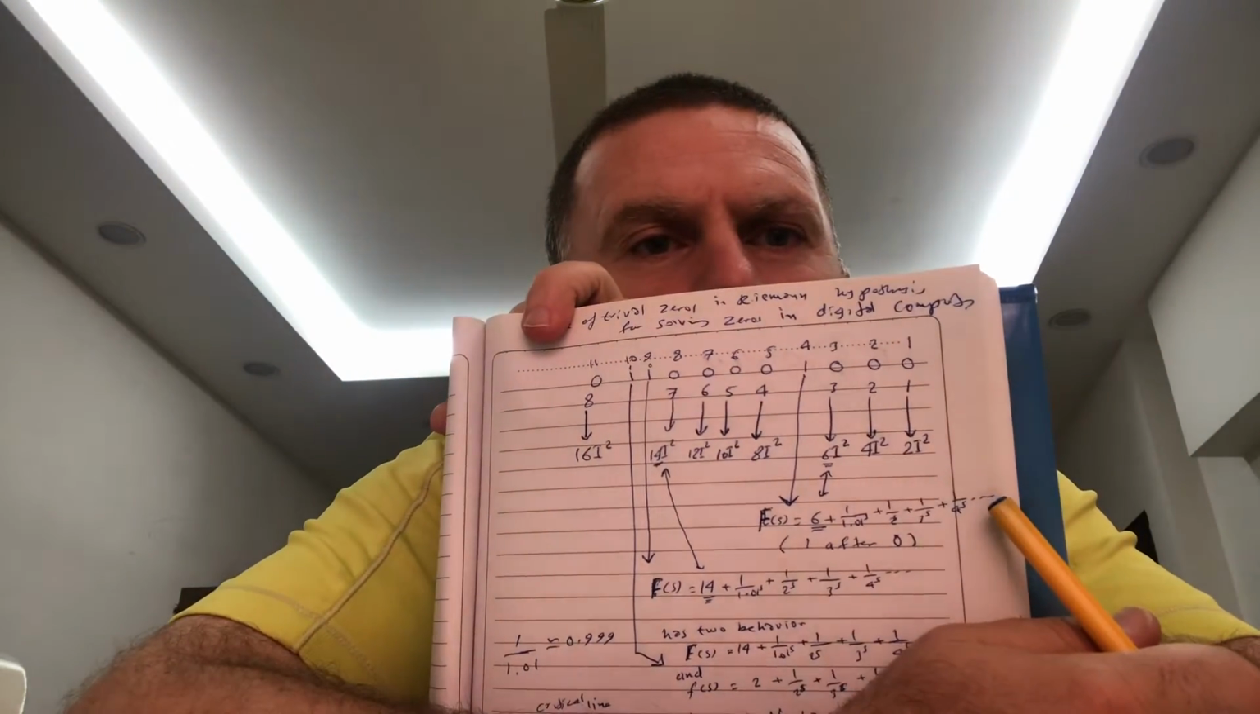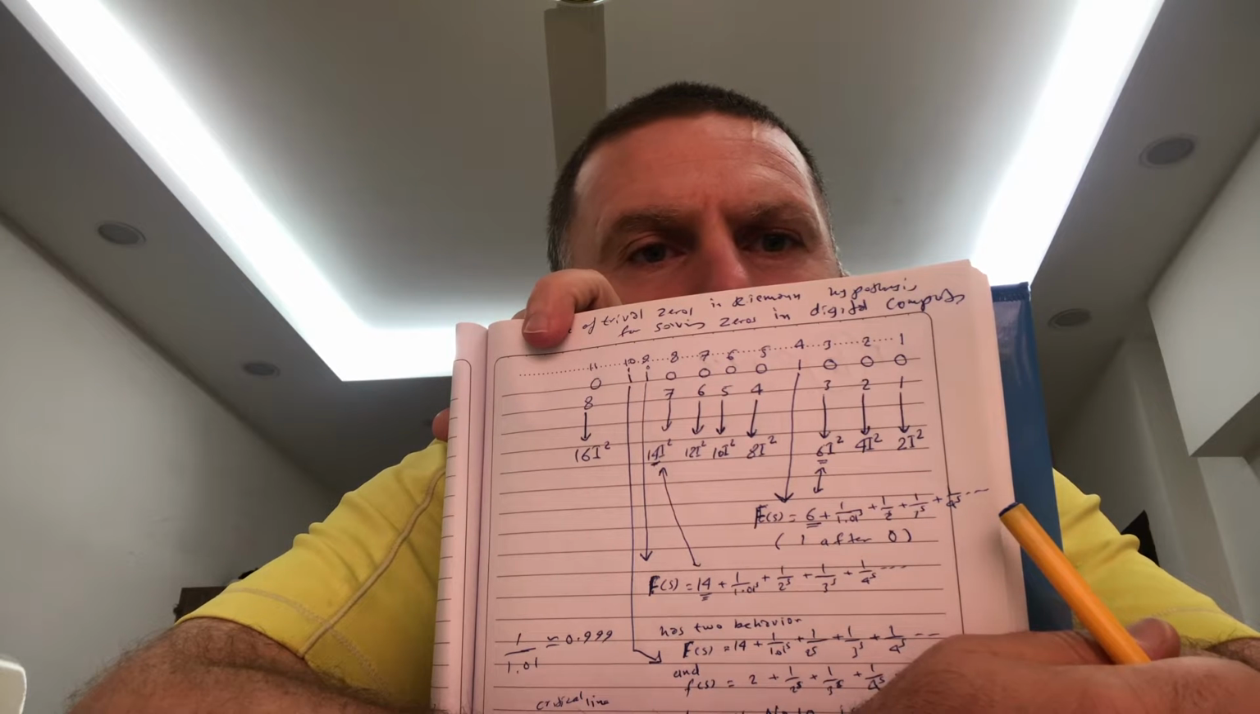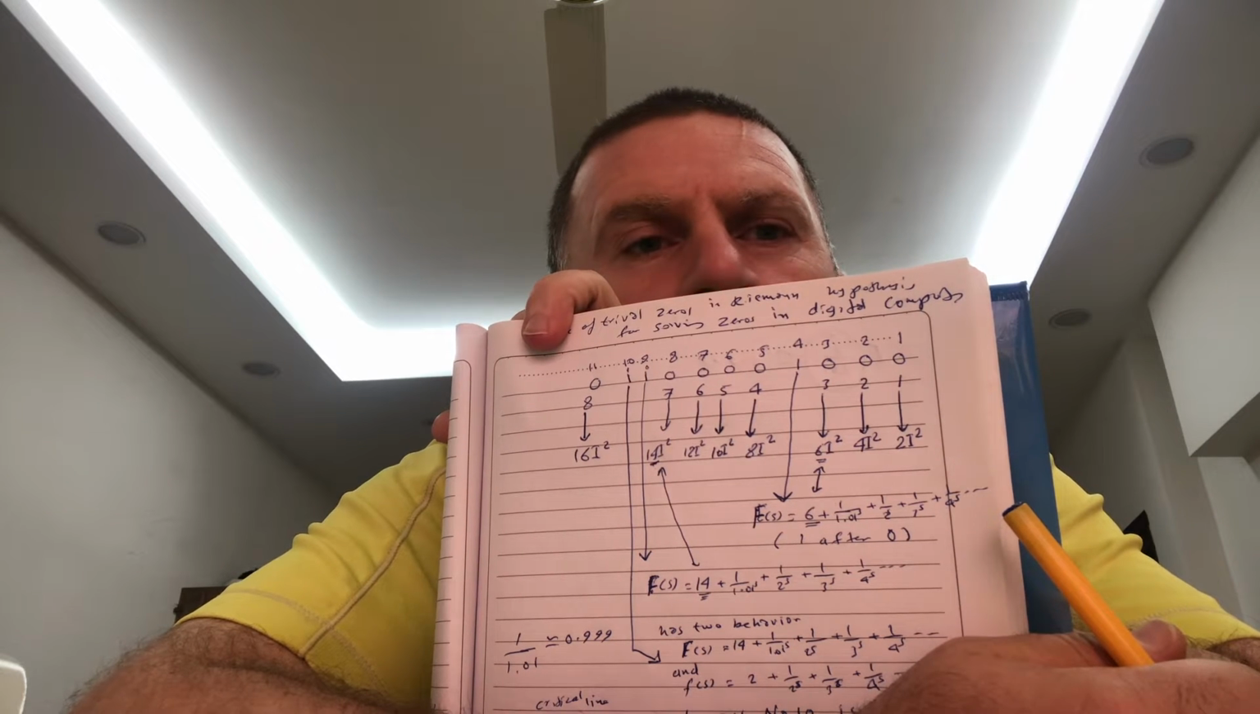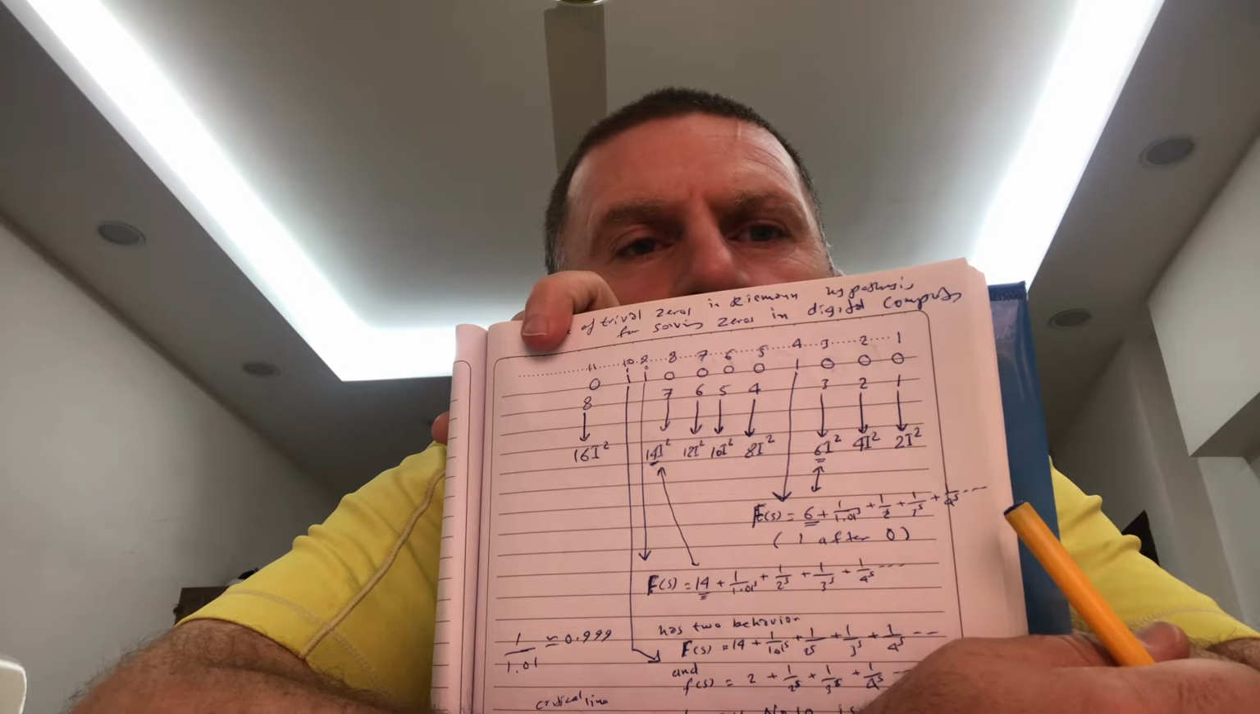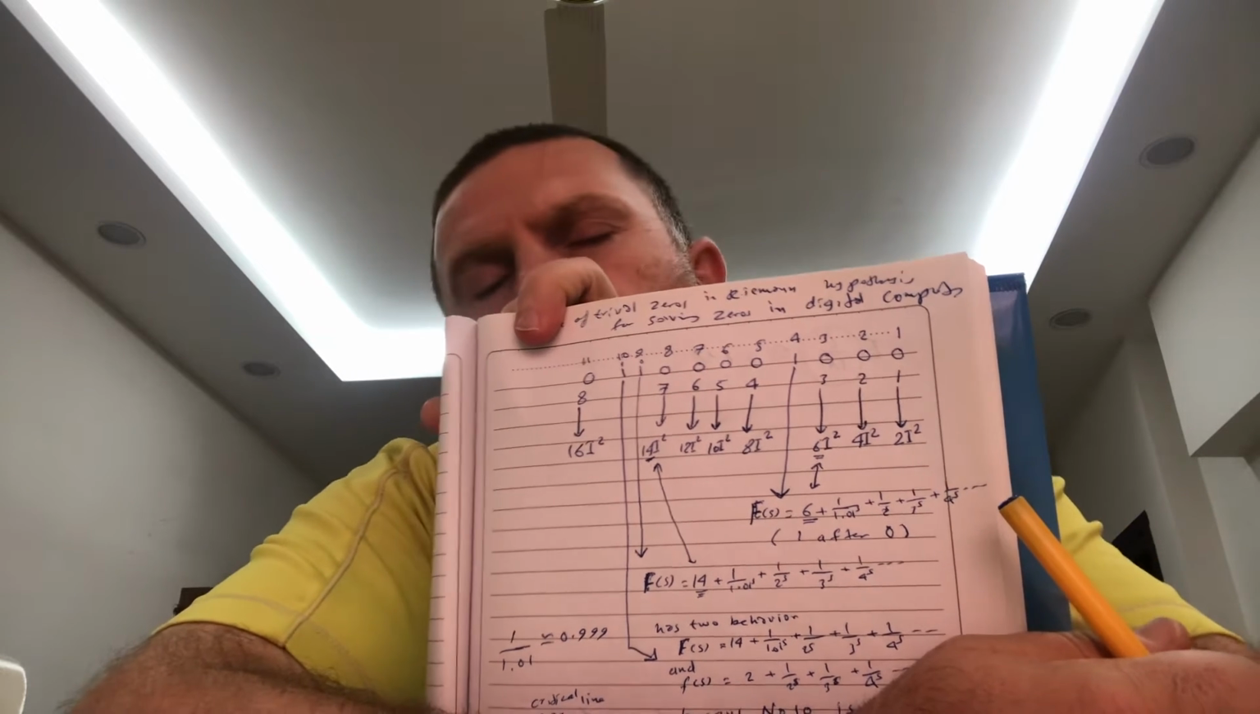What if we use the trivial zeros in Riemann zeta function for defining zeros in digital computation? Imagine that we have zeros in digital computation numbered from 1 to 11. These are the digitation from 1 to 11. And these zeros are numbered 1, 2, 3, 4 sequentially, each one following the other.